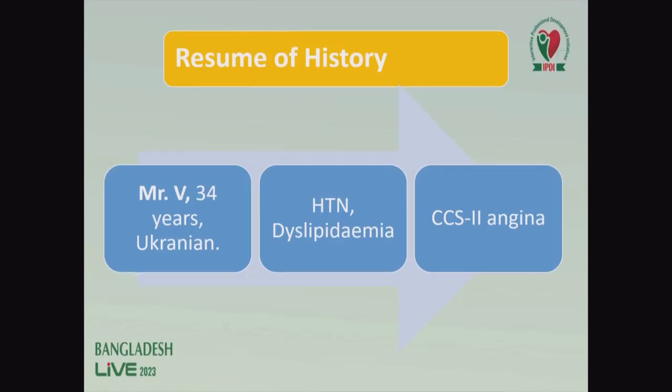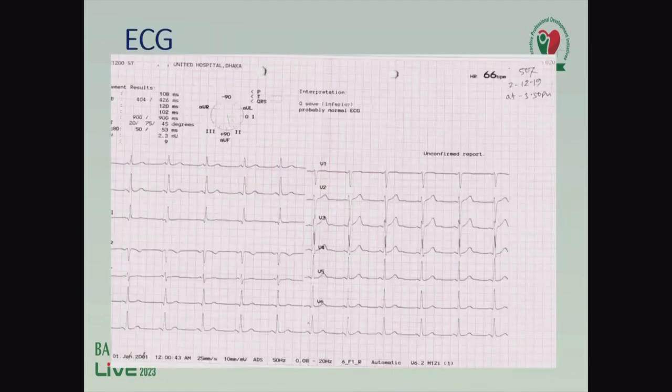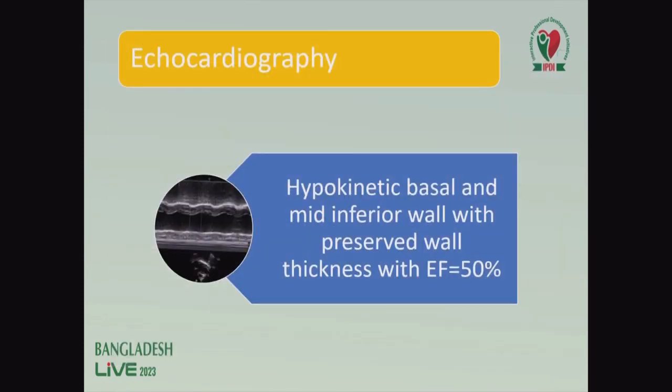So, brief about the history of my patient: Mr. V, a 34-year-old Ukrainian, having a history of hypertension and dyslipidemia, presented to us with class 2 angina. The ECG is unremarkable. Echocardiography showed a hypokinetic basal mid inferior wall with preserved wall thickness and an ejection fraction of 50%.